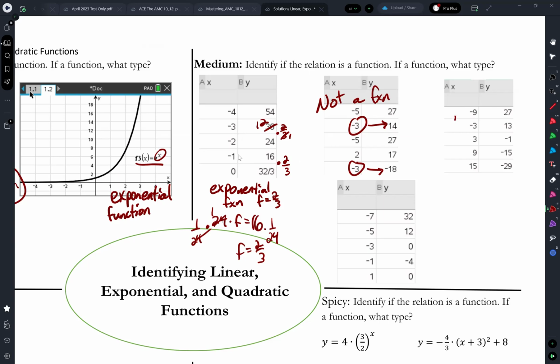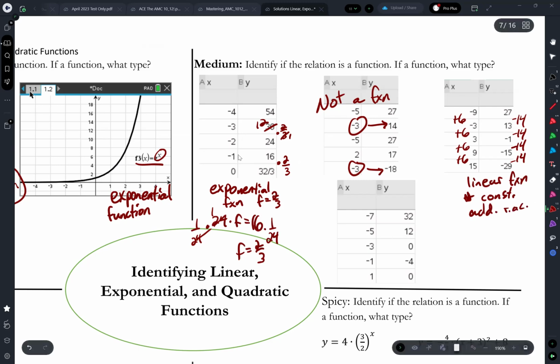Next one, +6, +6, +6. I just noticed that constant additive rate of change. And it's constant additive on this side as well. So this is going to be a linear function due to that constant additive rate of change. And it is also a function. Each input maps to one and only one output.